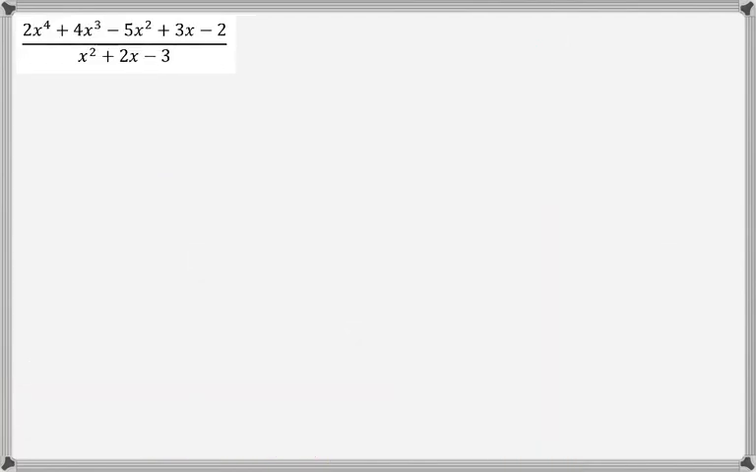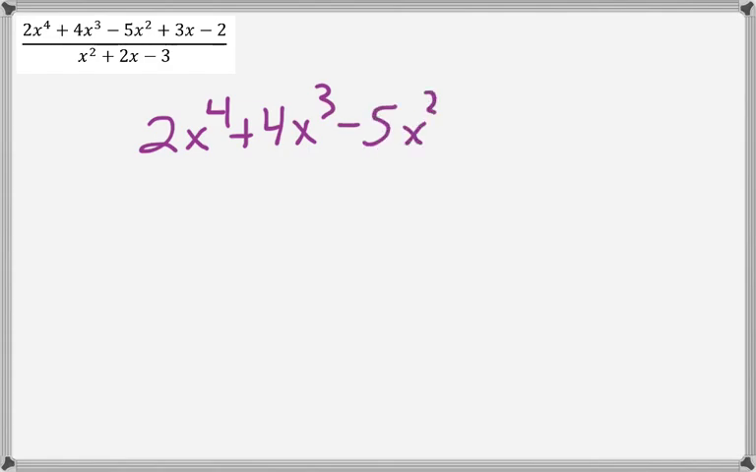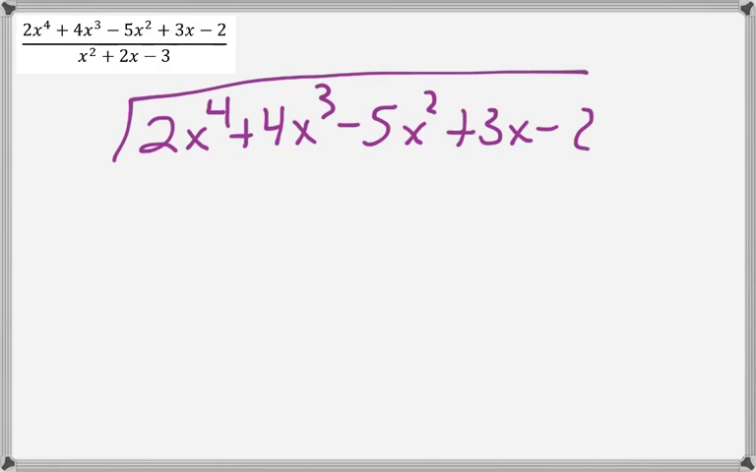Here's one more example. It's written with the fraction line, but that still indicates division. And our divisor is 3 terms this time.